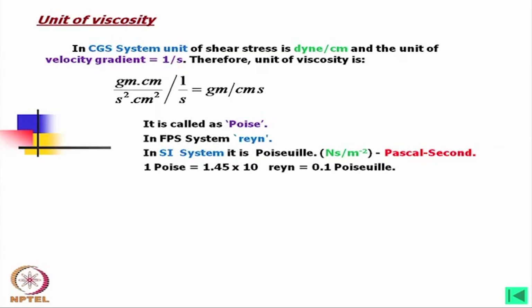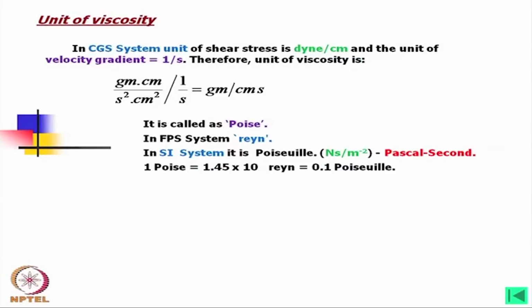More usually we use the term centipoise. You can understand meter, centimeter, similarly poise, centipoise. In FPS system it is poundal. In SI systems, which is normally used nowadays, it is Poiseuille and it is Newton second per meter square or simply Pascal second, Newton per meter square second, Pascal second. Now, the relation is that 1 poise is equal to 1.45 into 10 Reyn and is equal to 0.1 Poiseuille.